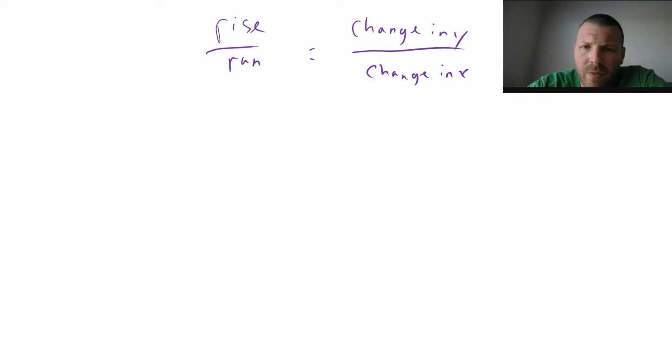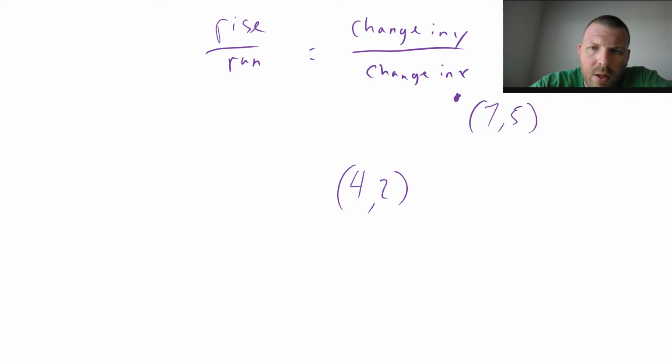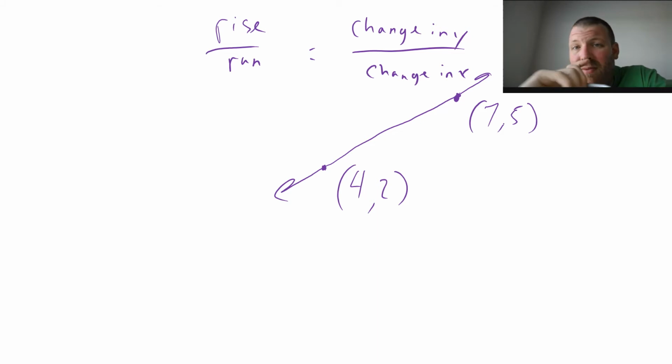Let me show you a visual. So let's say I got 2 points, (4, 2), and I got the point (7, 5). Here they are. They're just hanging out. They're on a graph. How do I figure out the slope between them? Well, I know that they're going to create a line, right? But that doesn't make me find the slope.